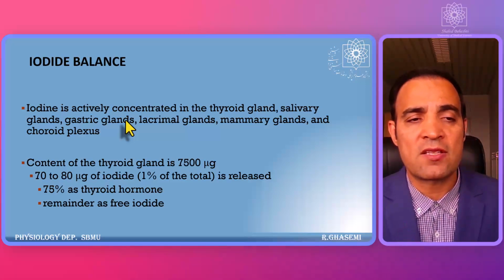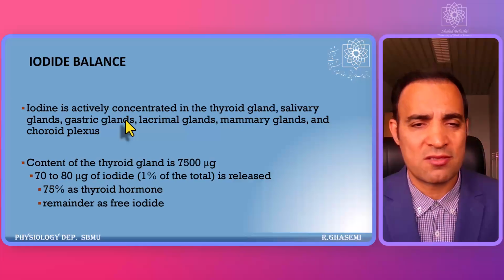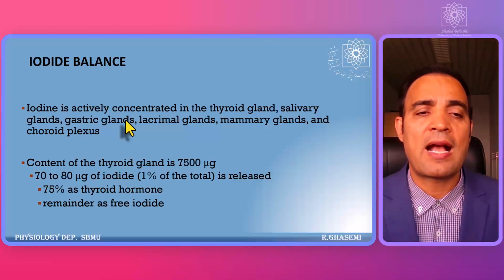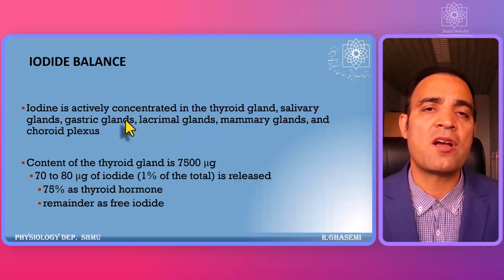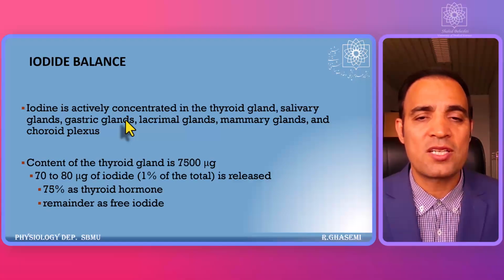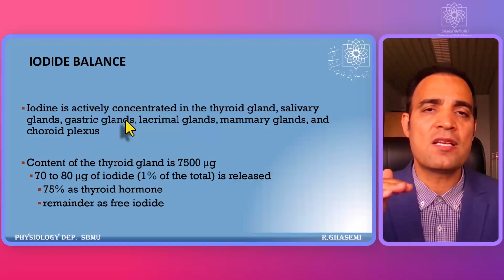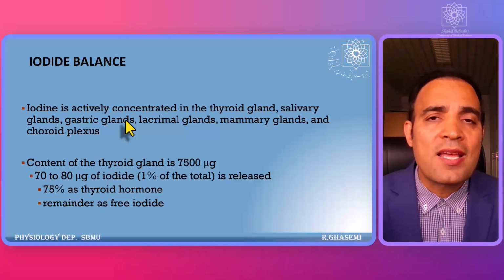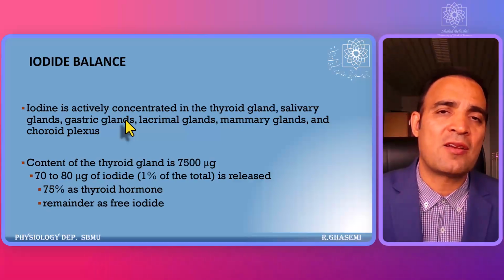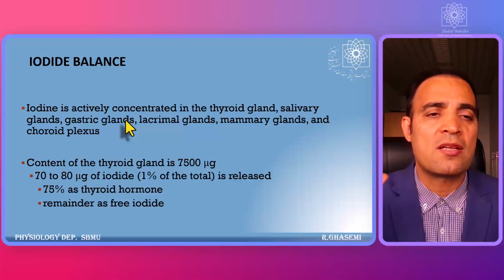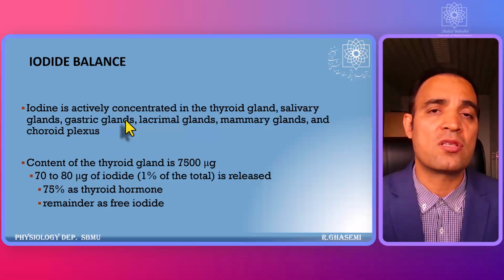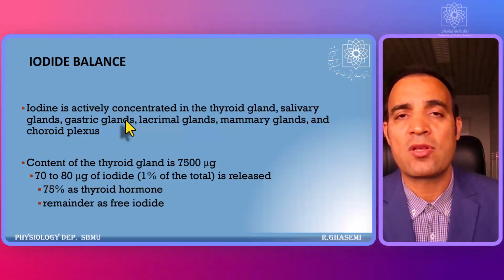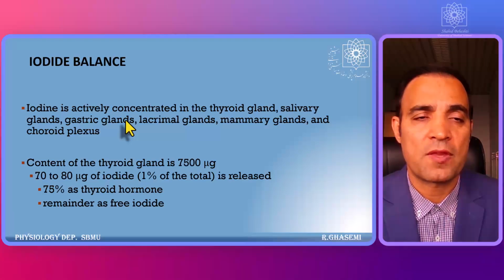You can see that 70 to 80 microgram of iodide, 1% of the total, is released every day as thyroid hormones or free iodide. Therefore, you can understand that if we stop iodide intake altogether, several days should pass until we show the signs of iodide deficiency, because we have this amount of storage in our body.